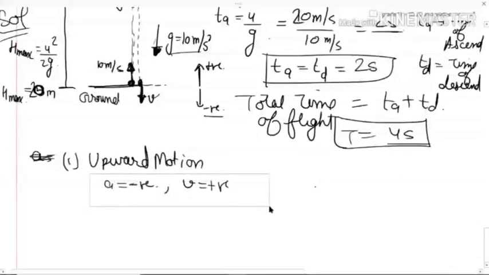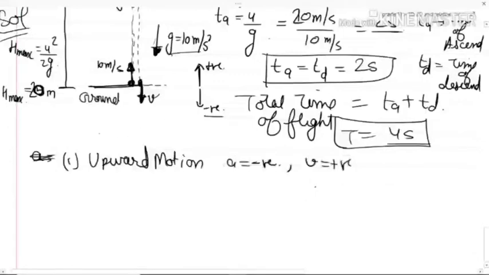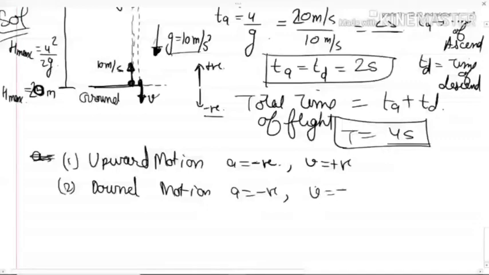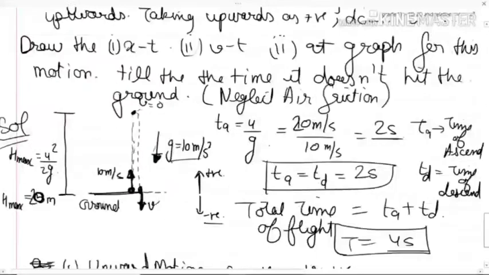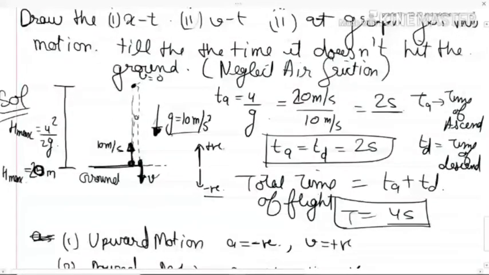And I can use to write it over. But for the downward motion, a is still negative, velocity will also become negative. Why will velocity become negative? Because the object starts coming in the downward direction, right? So it is displacing in the downward direction, hence displacement is negative, and hence the velocity is also negative.